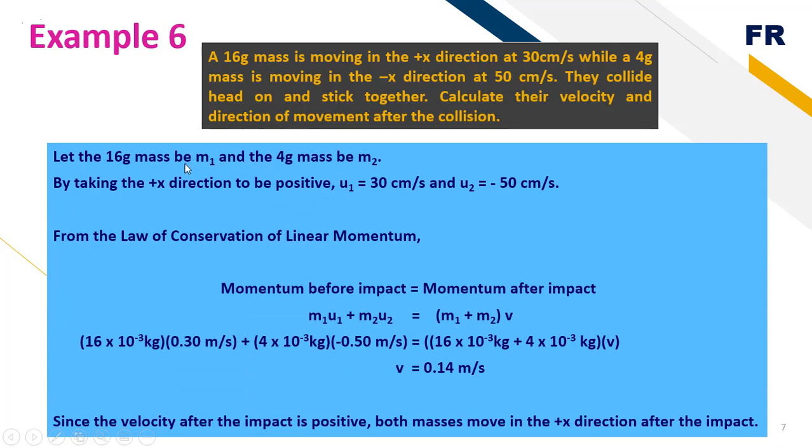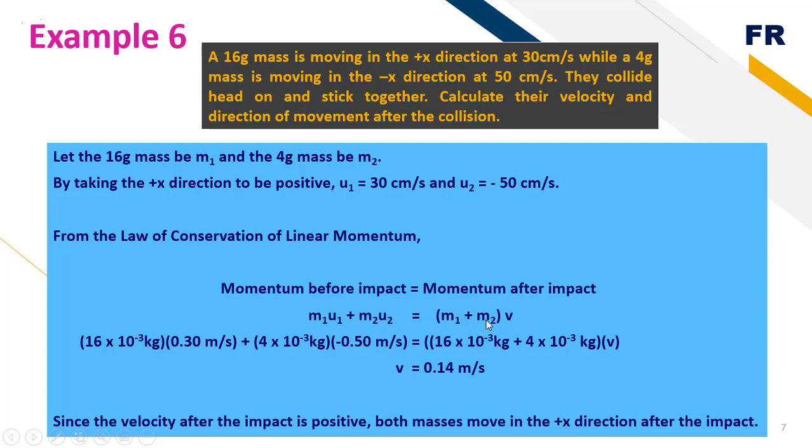Okay, so let's look at the solution here. Let the 16-gram mass be M1 and the 4-gram mass be M2. By taking the positive x direction to be positive, U1 is 30 centimeters per second and U2 is negative 50 centimeters per second. From the law of conservation of linear momentum, momentum before impact is equal to momentum after impact. So for momentum before impact, both objects are moving, so we have M1 U1 and M2 U2.